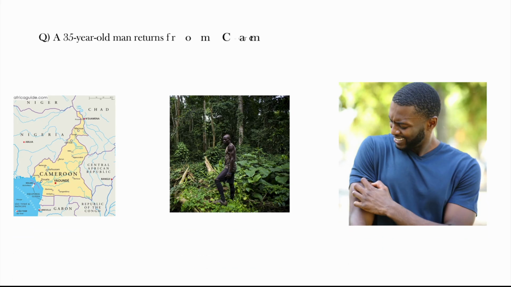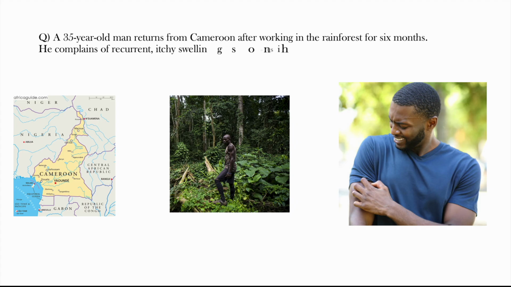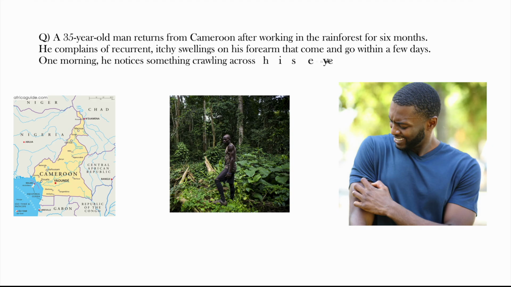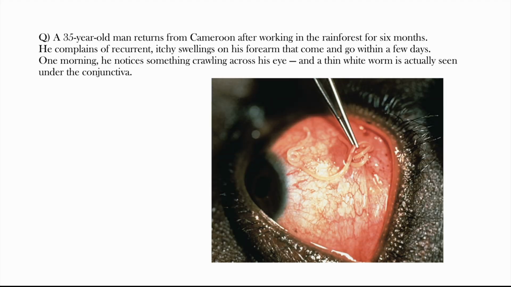Let's start with a case. A 35-year-old man comes back from Cameroon after spending 6 months in the rainforest. He complains of itchy swelling on his arm that appears suddenly and disappears after a few days. One morning, while looking in the mirror, he notices something crawling across his eyes. On closer inspection, a thin white worm is seen moving under the conjunctiva. The classical presentation immediately points towards Loiasis, the African eye worm infection.